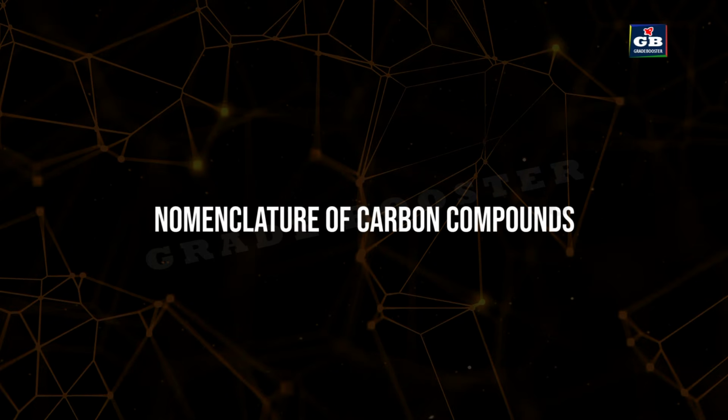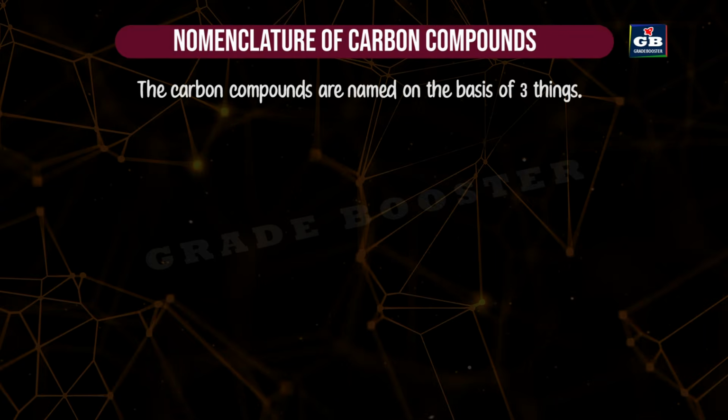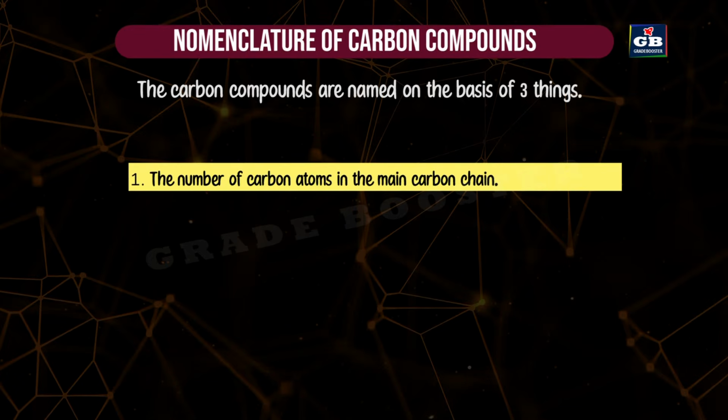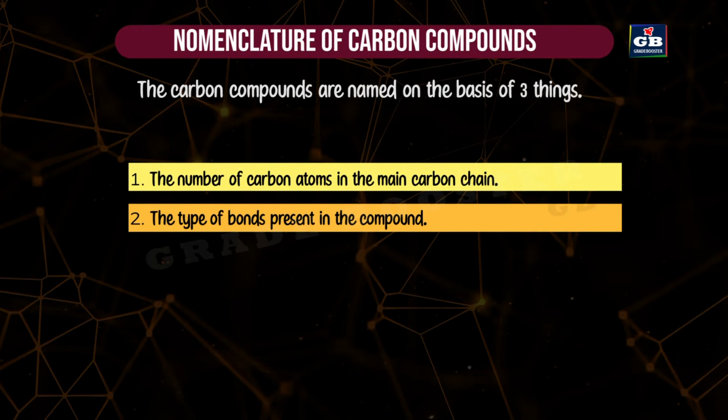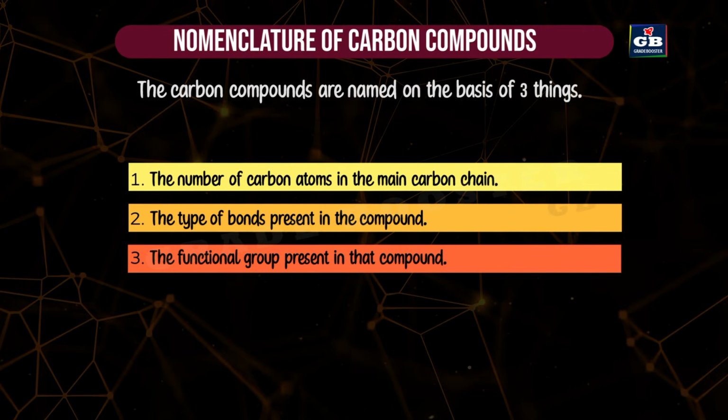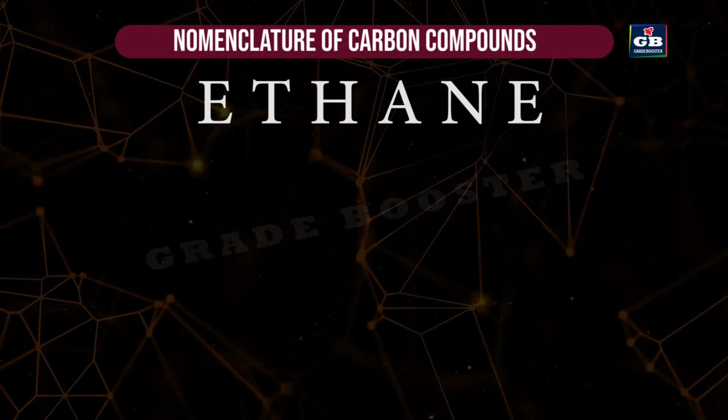Nomenclature of carbon compounds. The carbon compounds are named on the basis of three things. 1. The number of carbon atoms in the main carbon chain. 2. The type of bonds present in the compound, that means single, double or triple bonds. 3. The functional group present in that compound. The name of a carbon compound is made up of two parts, a prefix and a suffix.